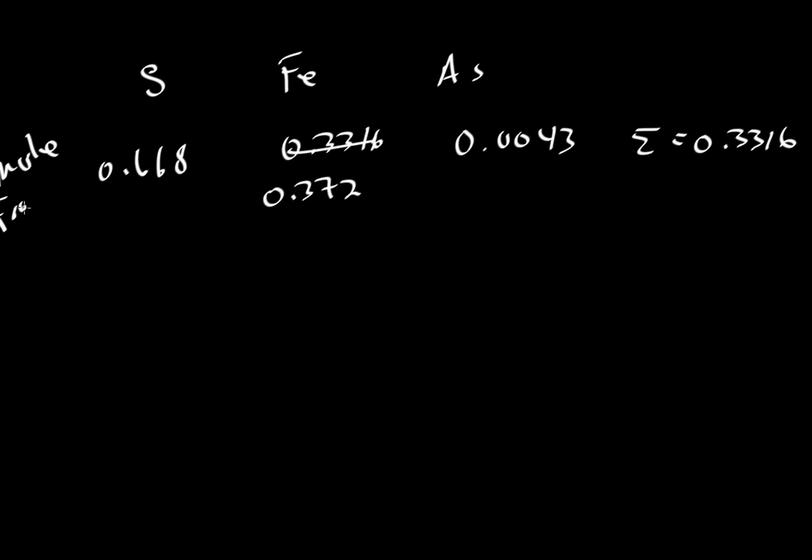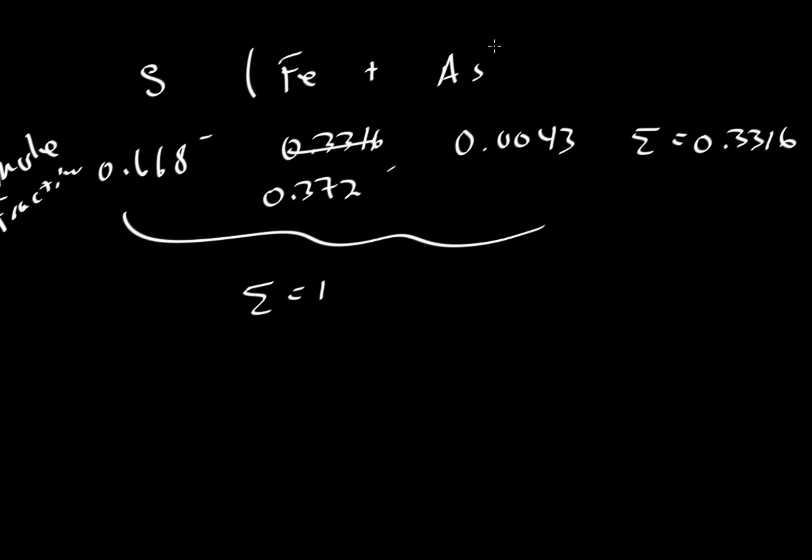So all we've done is taken the mole proportions and divided them by the sum of all the atoms, which is 2.5018, and so we get these 3 values. Altogether, these sum to 1. So if we take the sum of all 3 of those, they sum to 1. This 0.3316 is just the sum of iron plus arsenic.